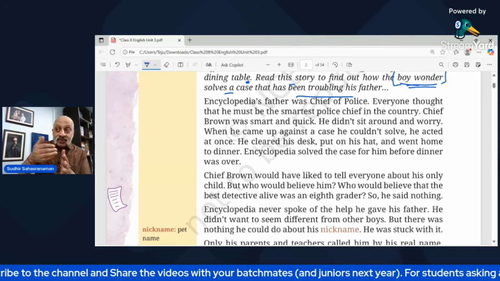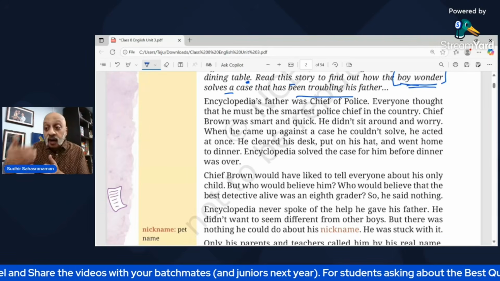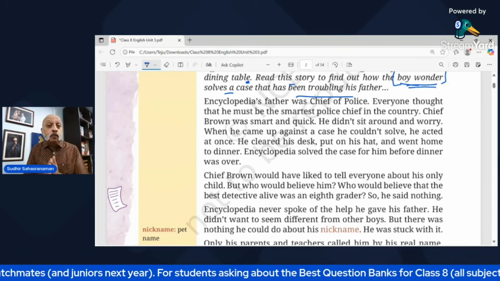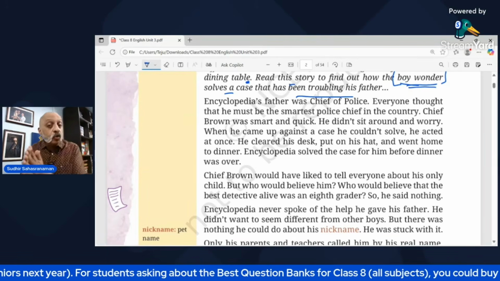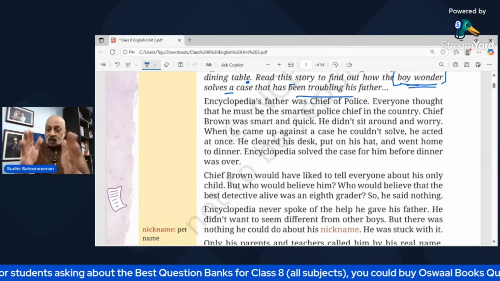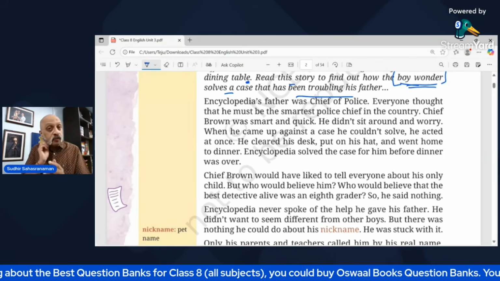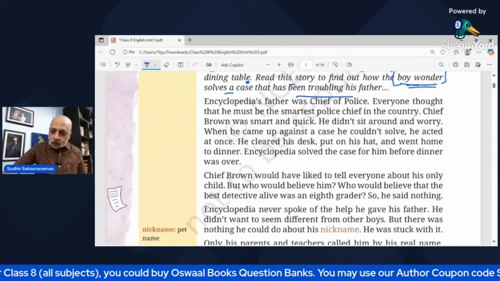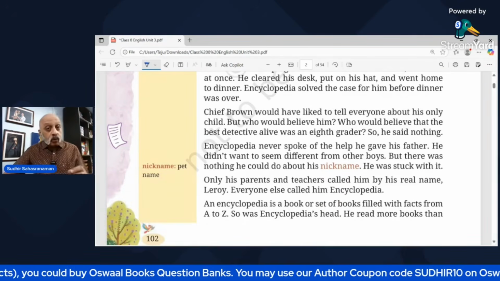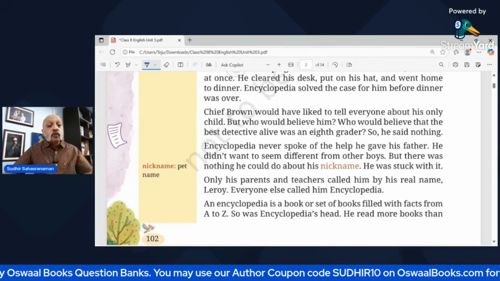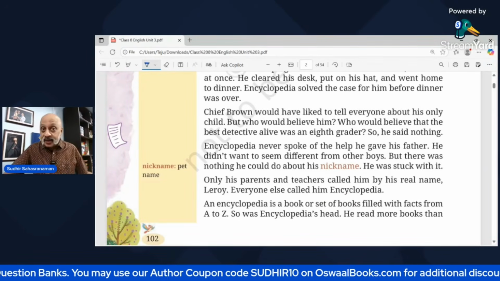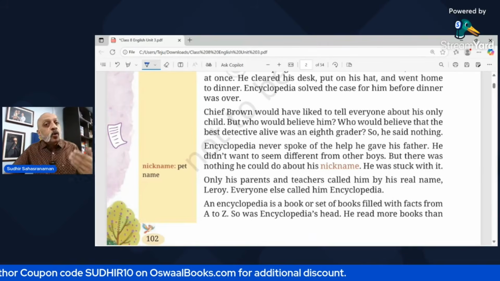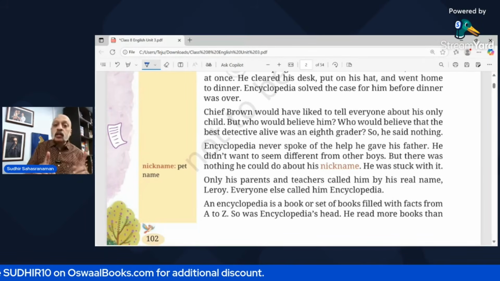So that is why he got a reputation. He earned a reputation of being extremely smart, the smartest police chief in the entire United States of America. Okay, so this can come as a question from the first paragraph itself, that why was he considered the smartest police chief? Chief Brown would have ideally liked to tell everyone about his only child, his son, Encyclopedia Brown, that he's so smart. But then who would believe him? And therefore he did not tell.